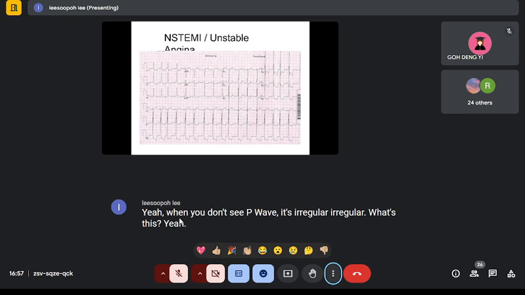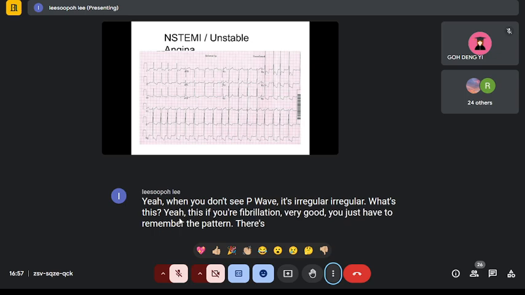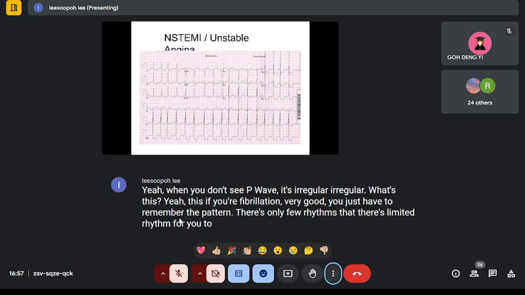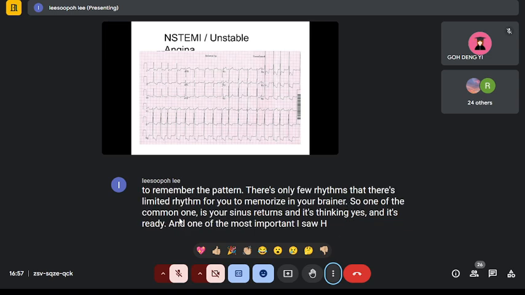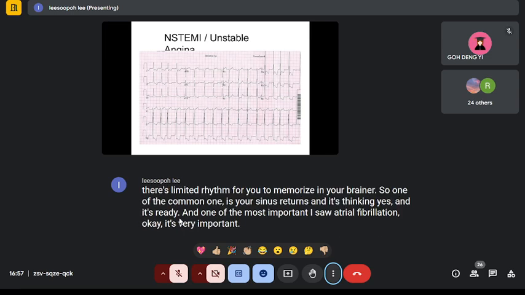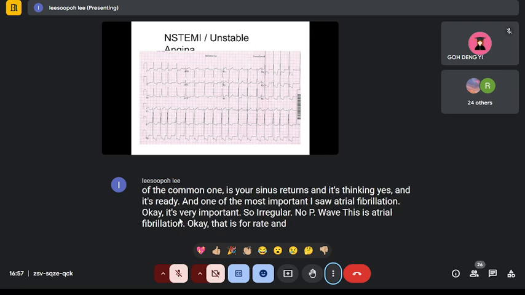AF. Yes, this is atrial fibrillation. Very good. So you just have to remember the pattern. There's only a limited number of rhythms for you to memorize. One of the common ones is sinus rhythm, sinus tachycardia, sinus brady, and one of the most important ones is atrial fibrillation. It's very important: irregular, no P wave, this is atrial fibrillation. That is for rate and rhythm.